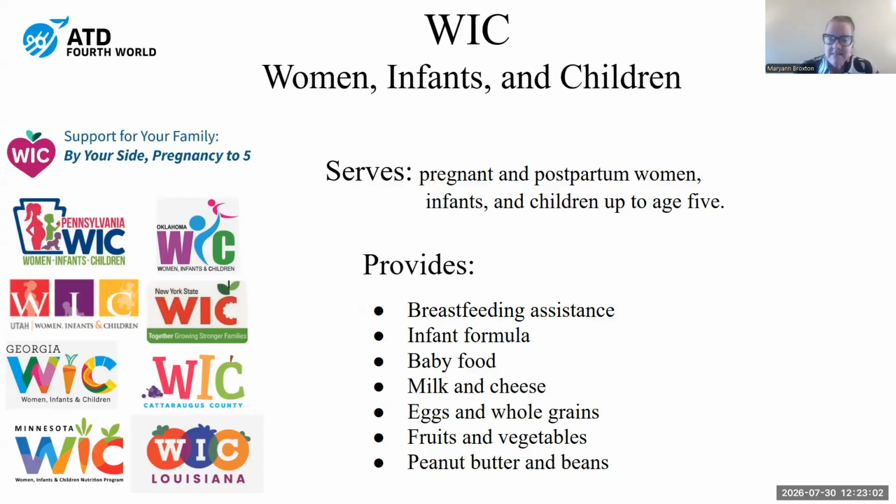It is means tested, meaning participants must show proof of income level, but applicants also must meet the nutrition risk criteria by undergoing a nutritionist assessment, usually by speaking with a nutritionist and having an appointment with them. Recertification is every 6 months to a year. WIC is an incredibly popular program, and that's why I want to show you all the different state logos there.